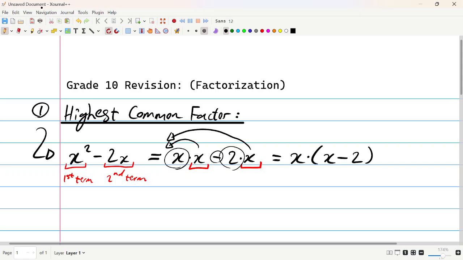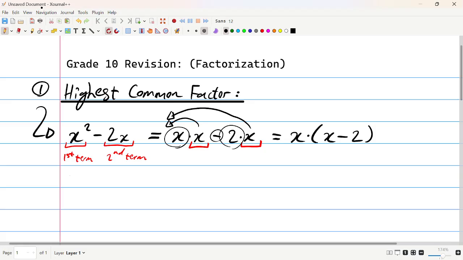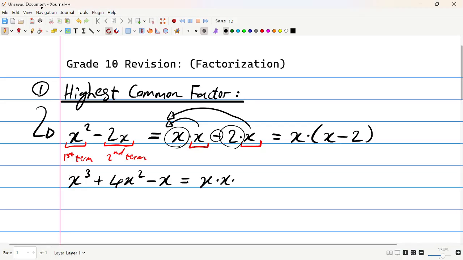Now let me give you another one, okay? So what if I were to give you the following? If I were to give you x to the power of 3 plus, let's say maybe 4x to the power of 2. Well, let's break this up because now we have two terms. Or why not give you another term? Plus, or let's give you minus x. Now let's break this up for each one of them. X to the power of 3 is written as x multiplied by x multiplied by x. Plus 4x to the power of 2, which can be written as 4 times x multiplied by x, minus x.